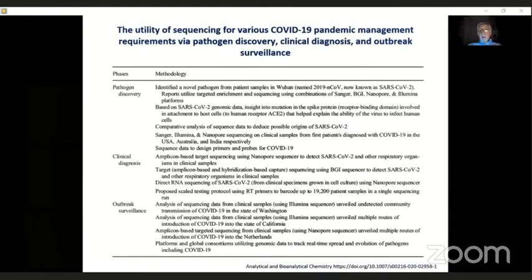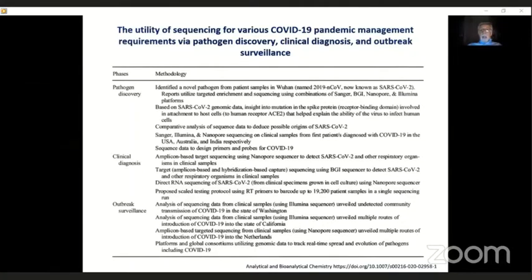You know that in Italy, for example, we moved from the classical Chinese to the European, with probably Spanish origin, then to the UK, and now the Indian. This means it's really important to evaluate all this data, not only for surveillance, but also for diagnosis, because sometimes the variation may impact the efficacy of the molecular test.